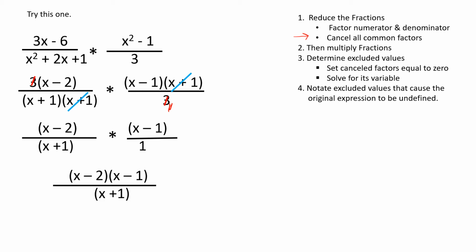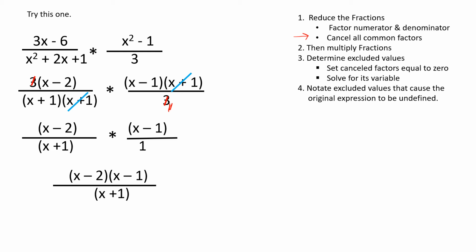But instead of multiplying straight across, we're going to go ahead and leave them in factored form. So you wouldn't take this and go x times x is x squared, x times 1 is a negative 1, negative 2. You wouldn't go ahead and put it back into a trinomial. Go ahead and just leave it all in factored form. All right?